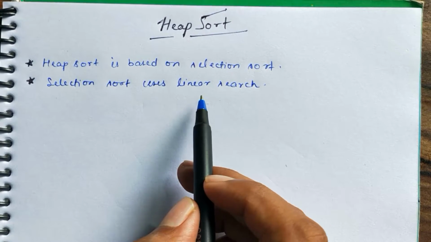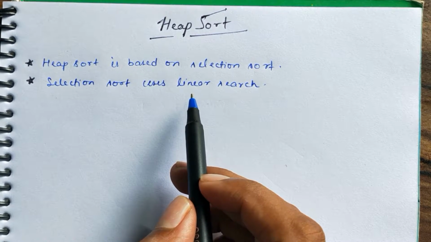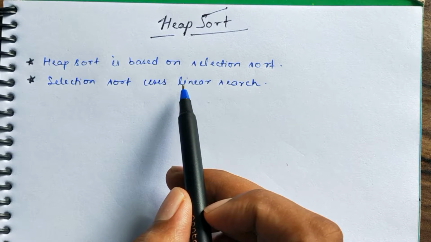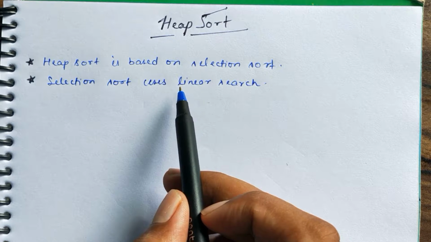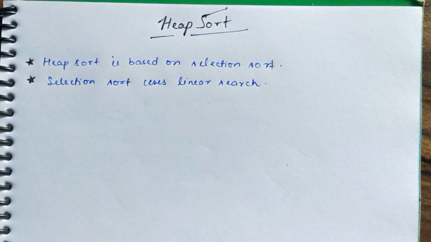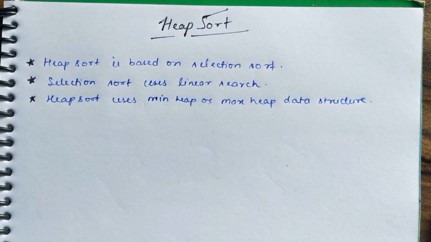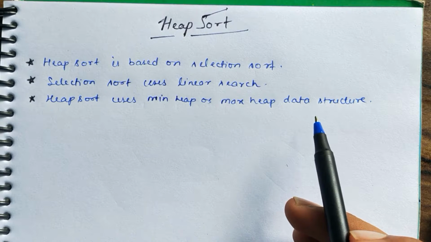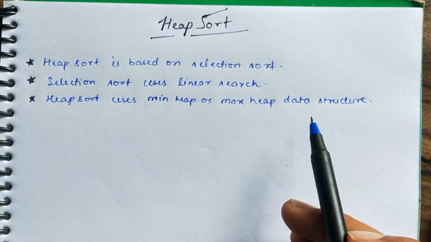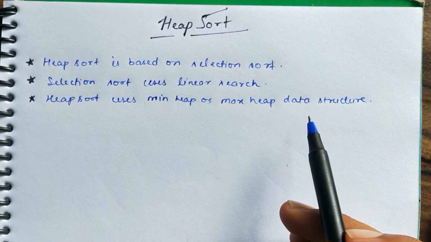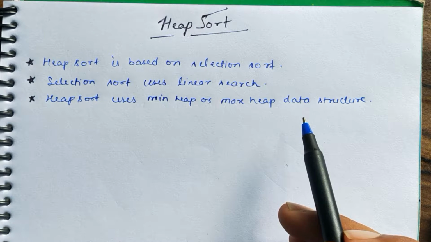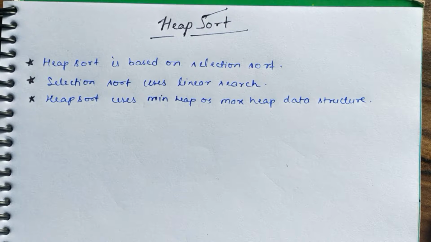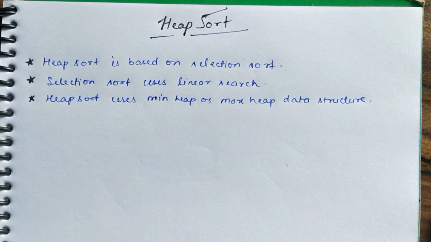In selection sort, linear search is used for finding the maximum element, and this is for all the indexes, so its time complexity comes out to be big O of n square. But heap sort uses a min heap or max heap data structure, so it does an optimization over selection sort, and its time complexity gets reduced to big O of n log n. Let's now discuss the steps that are involved in heap sort.